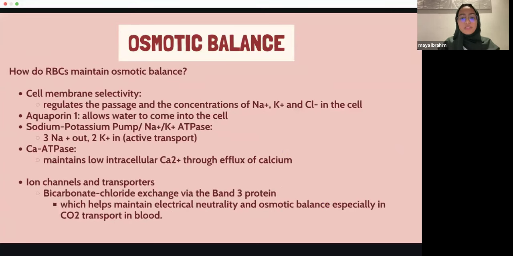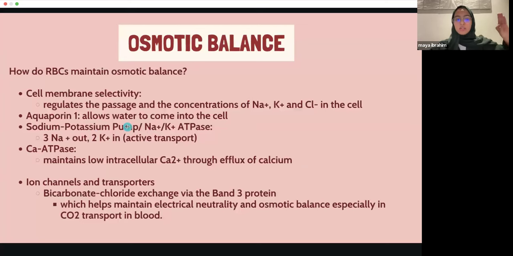Now, onto the last part, osmotic balance. RBCs maintain their osmotic balance. How do they do this? Why do they need to maintain their osmotic balance? Because they carry hemoglobin, this causes an osmotic pressure. So that means water could move in, but we need to stop water from moving in so they don't burst. So how do we do this? Through membrane selectivity. It chooses what it wants to bring in, whether sodium or potassium or chloride, or through the aquaporin channels and the sodium potassium pump. What does the sodium potassium pump do?